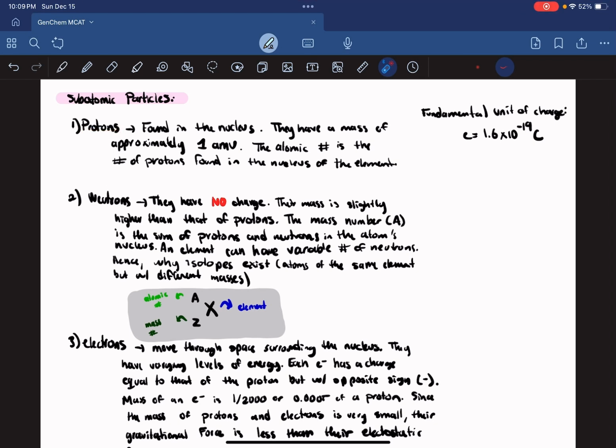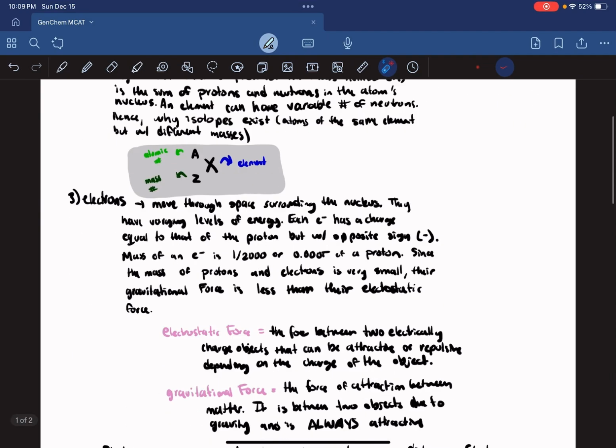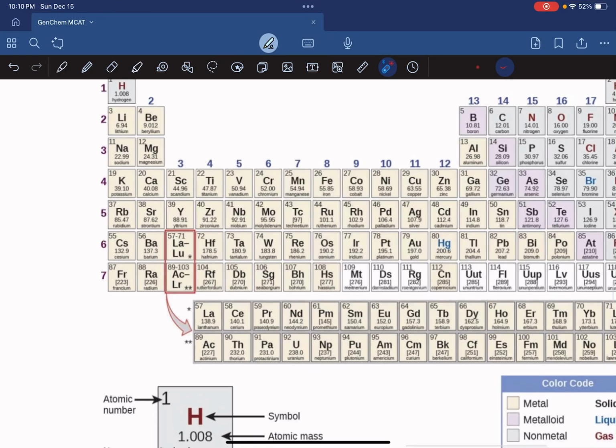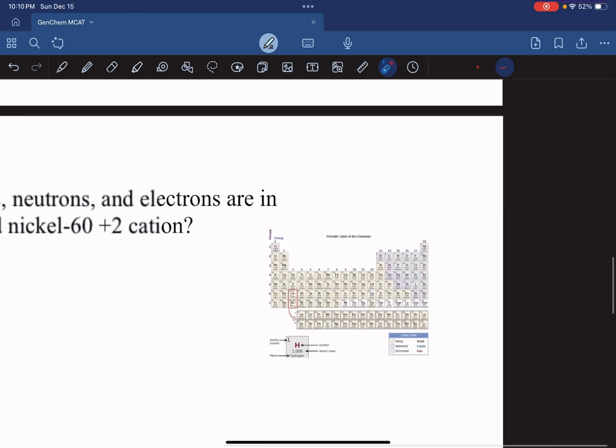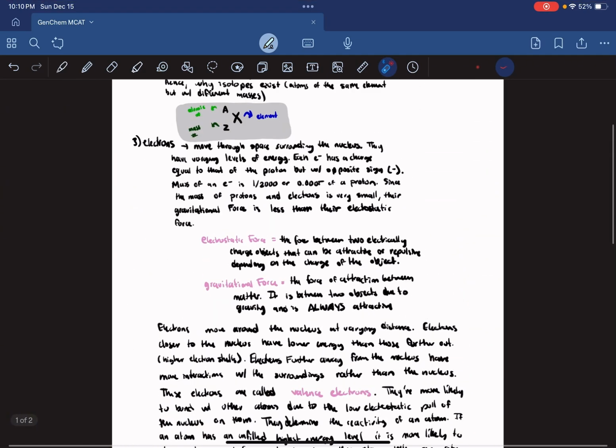So protons are found in the nucleus along with neutrons. And protons have a mass of 1 atomic mass unit. Their atomic number is the number of protons found in the nucleus of the element. So if you go to the periodic table, the atomic number of hydrogen would be 1. And hydrogen has 1 proton in its nucleus. If you go to the periodic table again and search for sodium, let's say, sodium has 11 protons in its nucleus. So that's basically what a proton is, the atomic number of an atom.